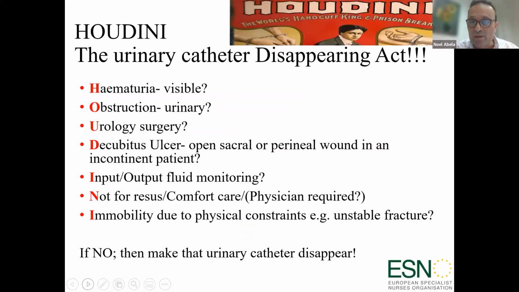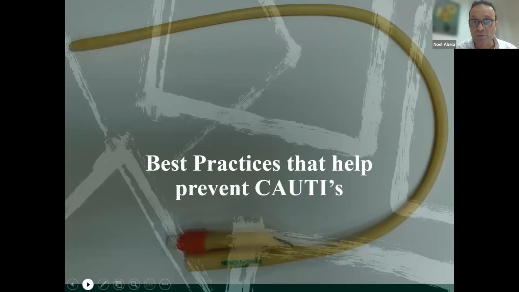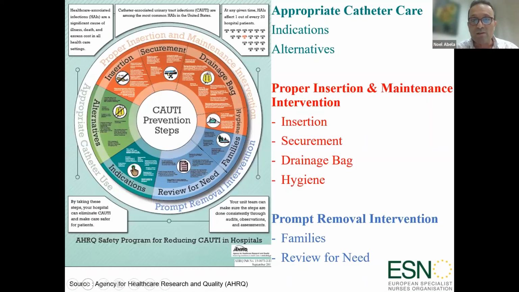Next slide, please. This is called the Houdini. Houdini was a famous magician, but basically, is there any hematuria? Is there any obstruction, urology surgery, decubitus ulcer, input, output, not for resus, comfort care, or mobility? If no, then simple, make that urinary catheter disappear. Best practices that help prevent CAUTIs. And to sum it up, to recap what I said, this is a wheel, and I thank the AHRQ in the US for the permission.